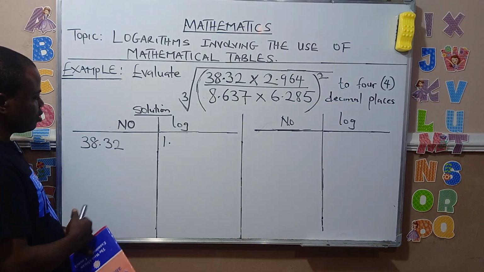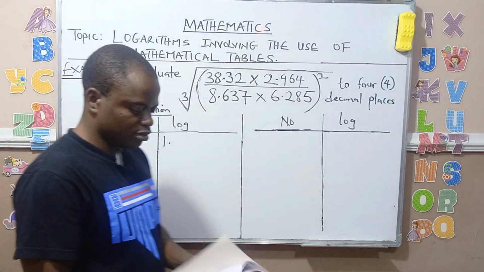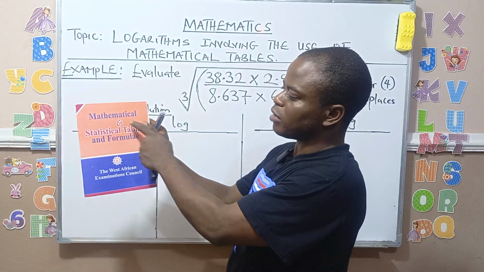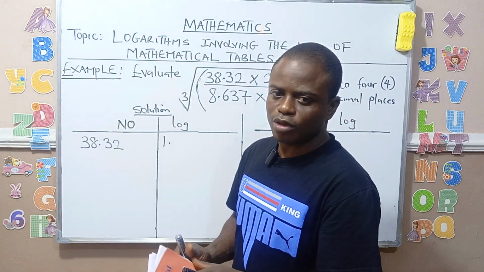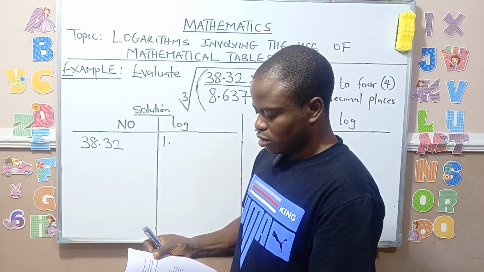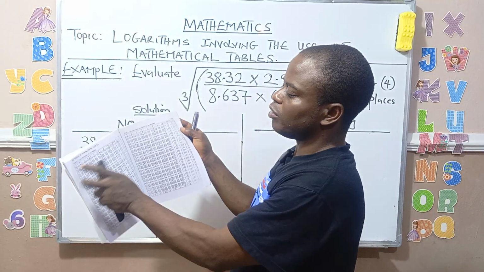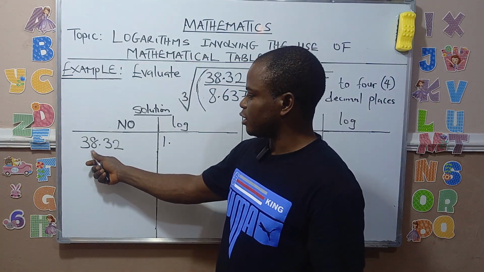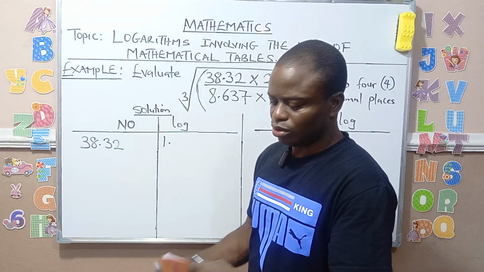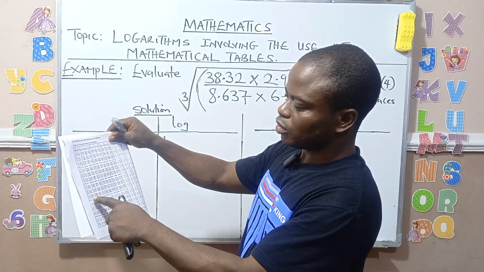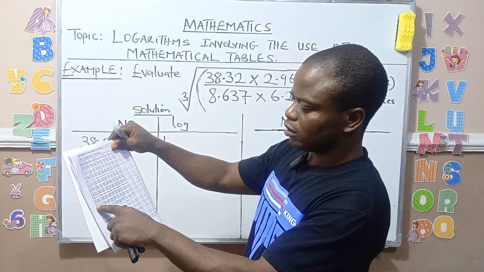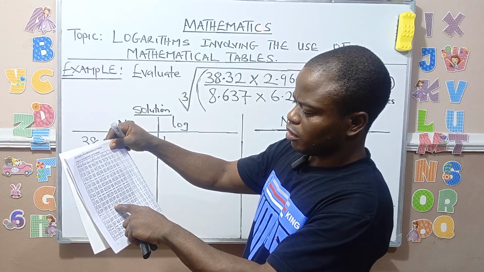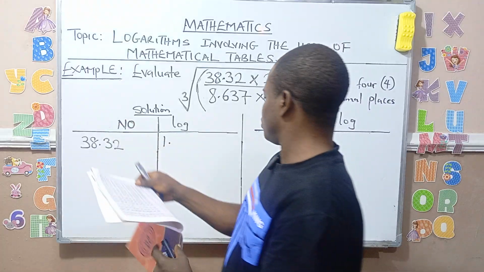Now how do you get that? Go to the log table, the mathematical table. You can see it at the front. It's written mathematical and statistical table and formula. You go to the log page. You have logarithm of numbers written at the top. You check 38 under 3, difference of 2. Look at the column, trace it to where you have 38. You have 38 under 3. You have 5832.